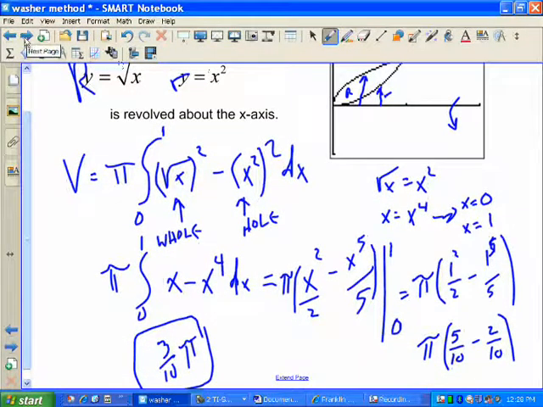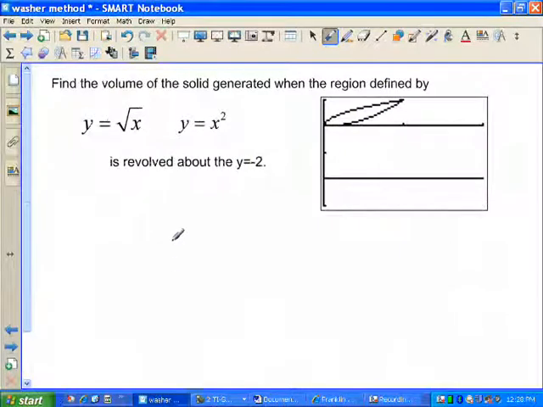Okay, so on to the next one. The next one looks an awful lot like the first one, except in this case we're taking the same region and now we're going to rotate it about this line right here. It's the first time we've done anything where we haven't rotated about one of the axes. It doesn't make that much difference. We've still got to identify my big radius. Notice my big radius now is relative to the axis of rotation, and my little radius is right there.